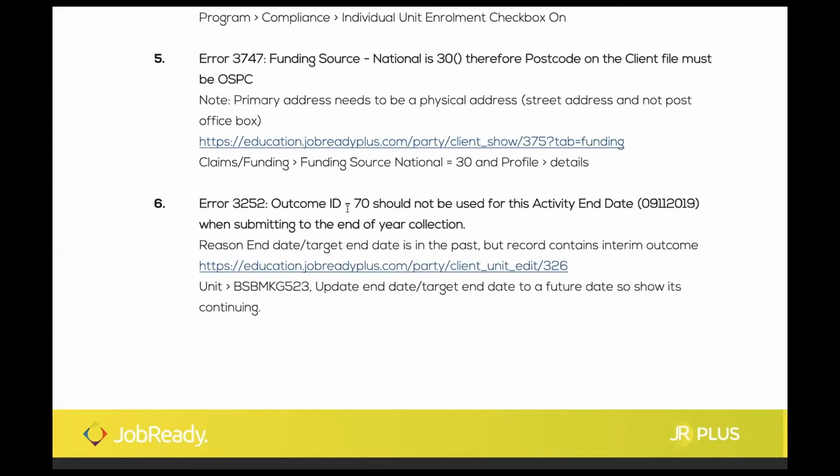Okay, so the next one is again quite common. It's probably going to trigger from early next year. So the error would be like 3252, for example, and it would say something like outcome ID 70 should not be used for this activity end date with a date when submitting to the end of year collection. The reason why this error triggers is because the outcome that's been used is an interim outcome, that's not a final outcome, but the date that might be saved against that unit is in the past based on the submission date.